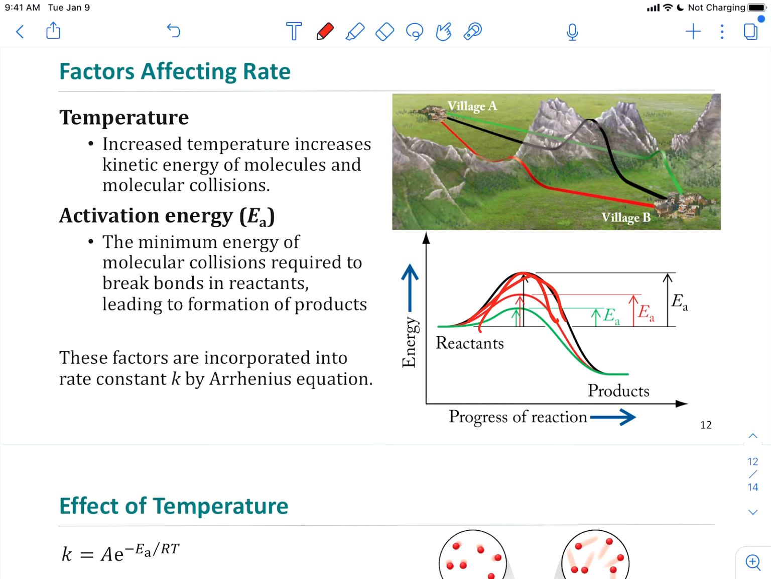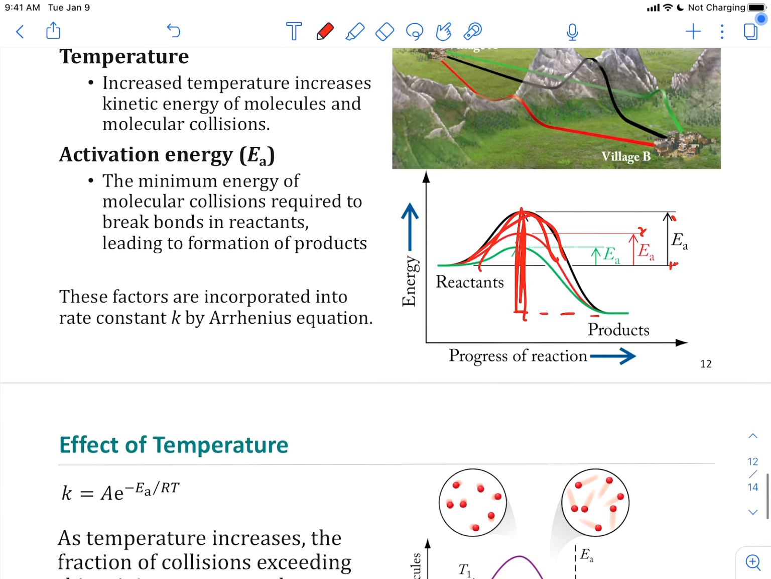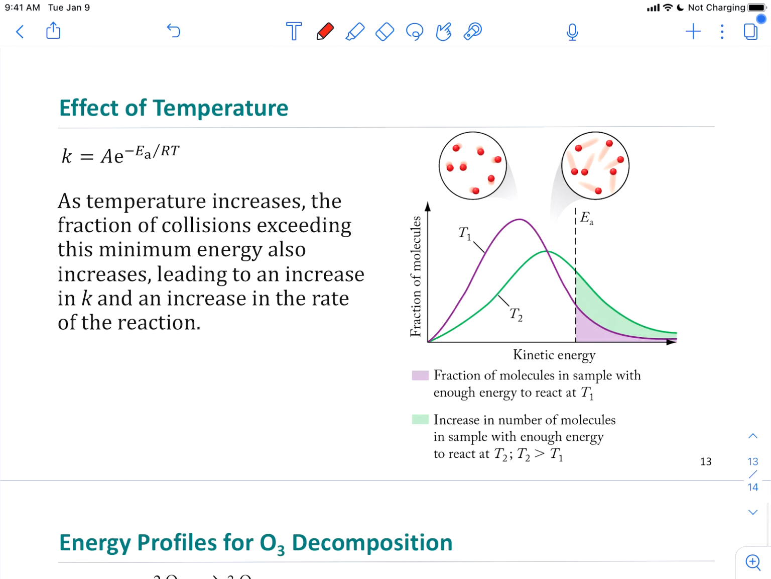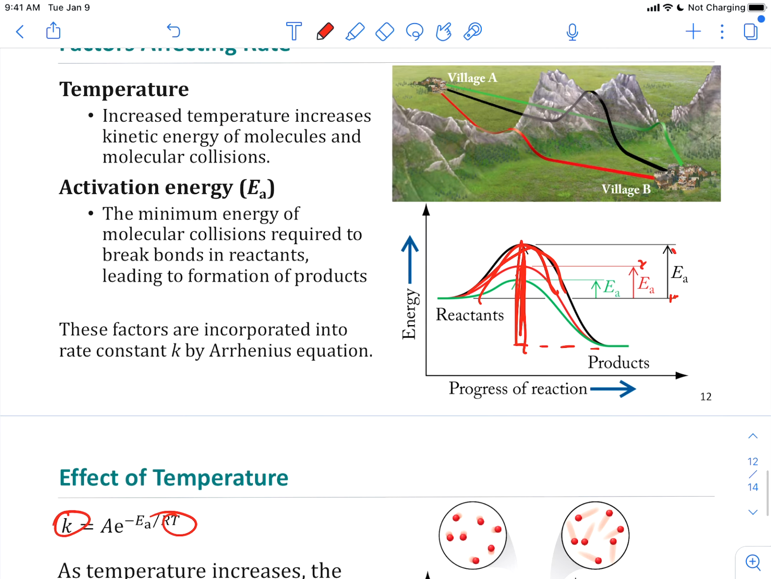But increasing the temperature increases the number of collisions too, so there's a greater percentage of successful collisions. And if the forward reaction has a small energy of activation, well then the reverse reaction will have a larger one, because here's the energy of activation of the reverse reaction. And this is just showing you 3 different energies of activation. So temperature will clearly affect rates of reactions. As the temperature increases, the fraction of collisions exceeding this minimum energy also increases, leading to an increase in k and an increase in the rate of reaction. So it's important to realize in this case, your rate constant will actually change. And we'll see that later on in the semester too. Some of these constants are dependent on temperature.